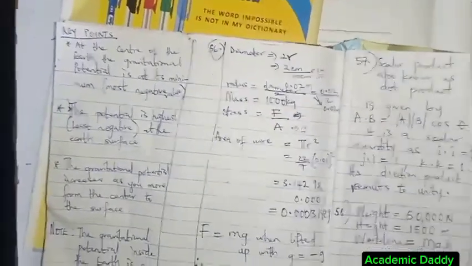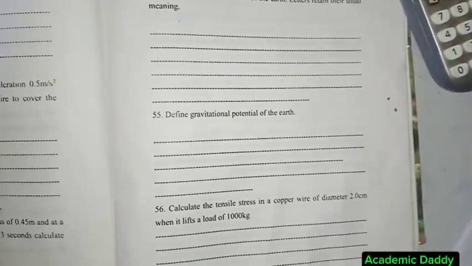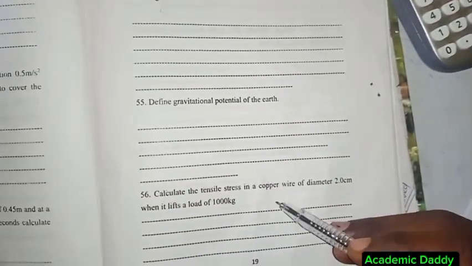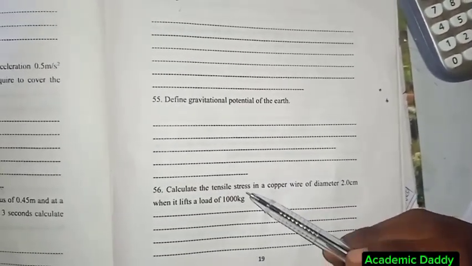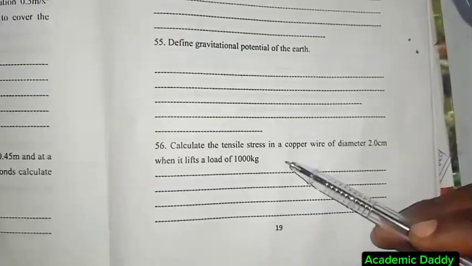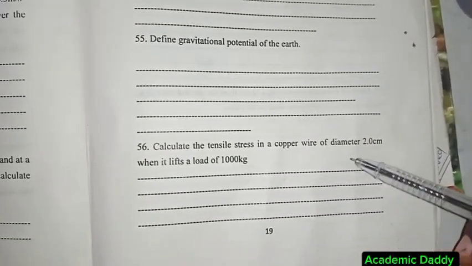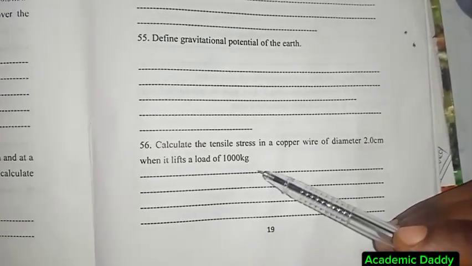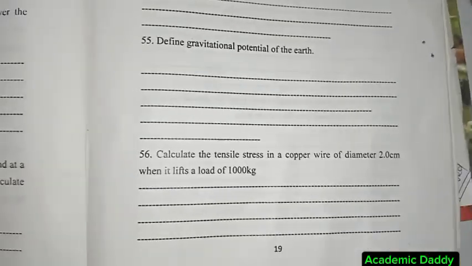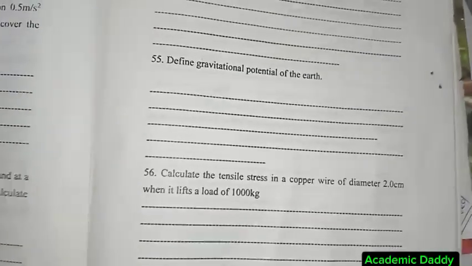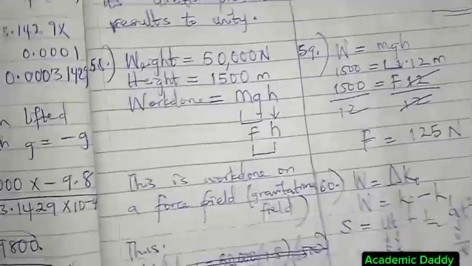Alright, let's calculate the tensile stress in a copper wire of diameter 2.0 cm when it lifts a load of 1000 kg. So tensile stress, you know that stress is more like pressure. So this is where we solved it.